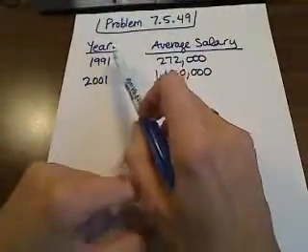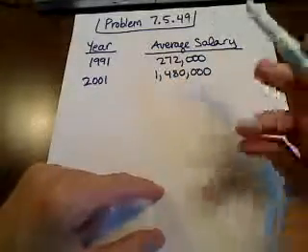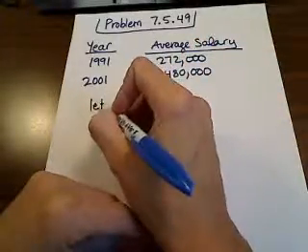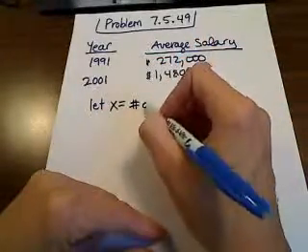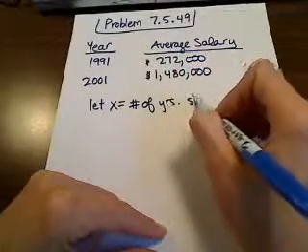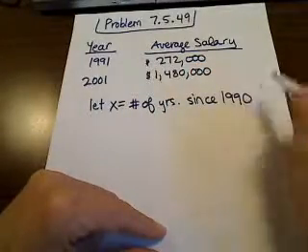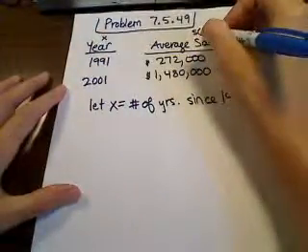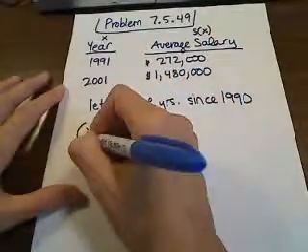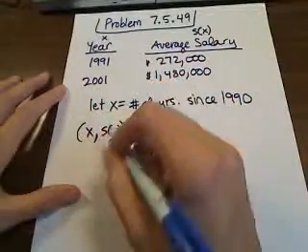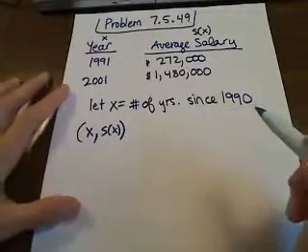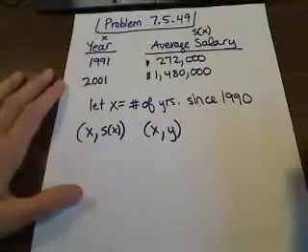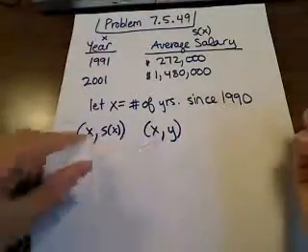If we take a look at this, they're giving us a couple of years and a couple of salaries here. And they're defining for us, let x be the number of years since 1990. If that's the case, then this is our x and this is our S of x. So we're looking at ordered pairs, x, y, but the y here is S of x. I'm just going to use y until we get to the end, and then I'll replace the y with S of x.